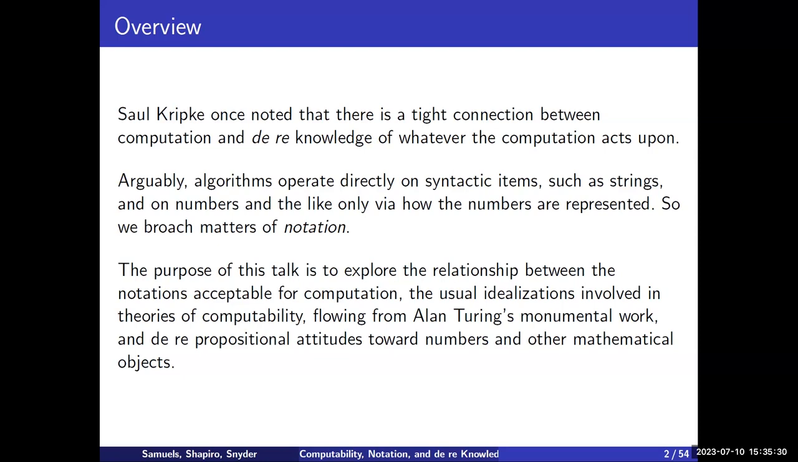The purpose of this talk is to explore the relationship between notations acceptable for computation, the usual idealizations involved in theories of computability flowing from Turing's monumental work, and de re propositional attitudes towards numbers and other mathematical objects.